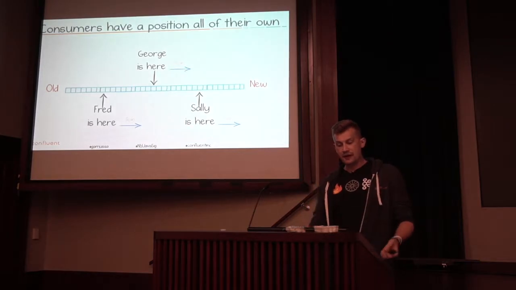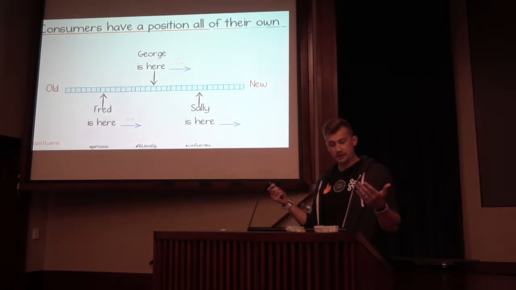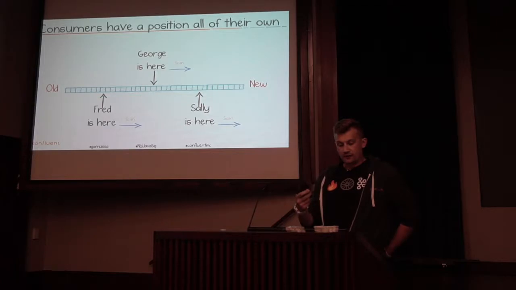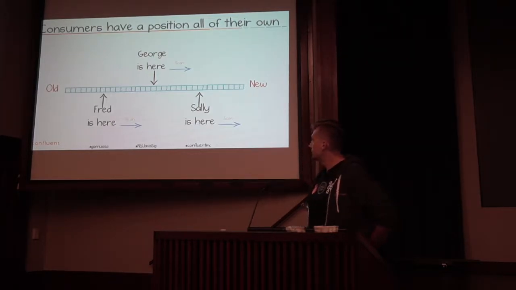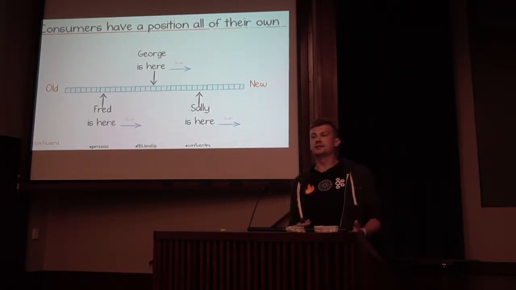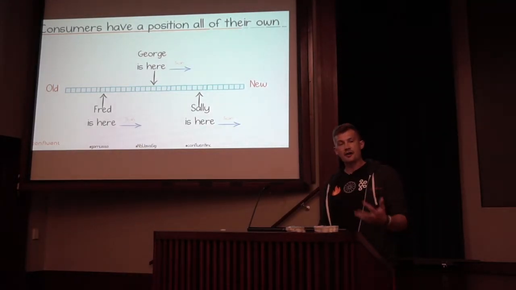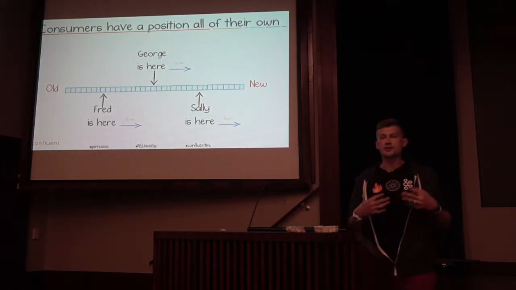So Sally, Fred, and George can read the book, say Fred is reading faster than Sally, or Sally is reading faster than Fred, and these pointers can be also written in the book, like bookmarks that you're putting here. And in Kafka, these bookmarks are called offsets, or in full, a consumer offset.